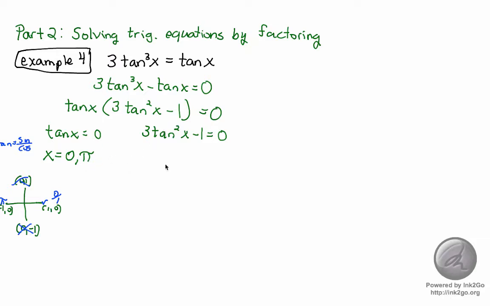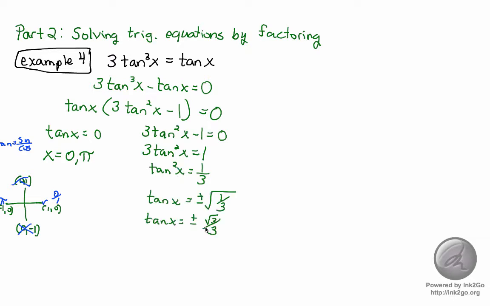And then the second equation, solve for the tangent by adding 1 to each side, dividing by 3. And the opposite of squaring something is square rooting it. I want to know, when is the tangent equal to a positive or negative square root of 3 over 3? So again, first find my reference angle in the first quadrant. And tangent is equal to square root of 3 over 3 at pi over 6. So that's my reference angle. This occurs at pi over 6.